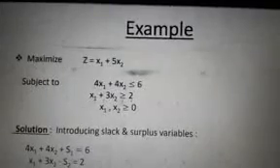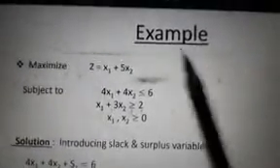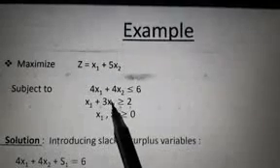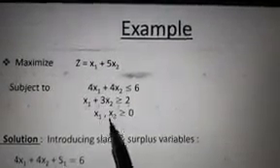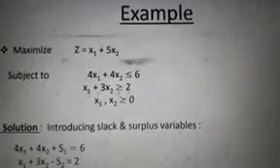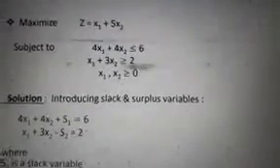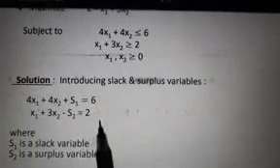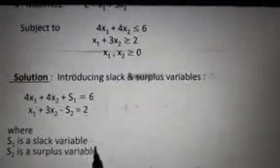Take the example. Maximize Z equal to x1 plus 5x2, subject to 4x1 plus 4x2 less than or equal to 6, x1 plus 3x2 greater than or equal to 2, x1, x2 greater than or equal to 0. Solution. Introducing slack and surplus variables, that is 4x1 plus 4x2 plus s1 equal to 6, x1 plus 3x2 minus s2 equal to 2, where s1 is the slack variable and s2 is the surplus variable. The surplus variable s2 represents the extra unit.